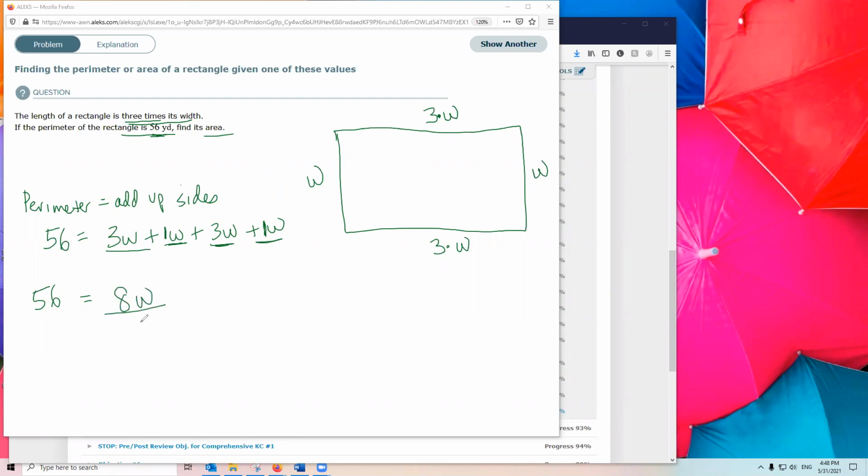Well, that means I'll divide both sides by 8 now. That means the width is 7. So I know W is 7. 3W must be 3 times 7, which is 21.